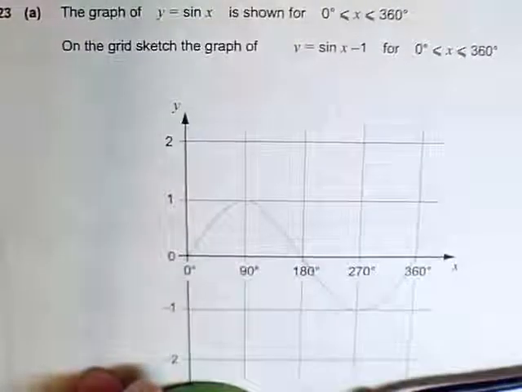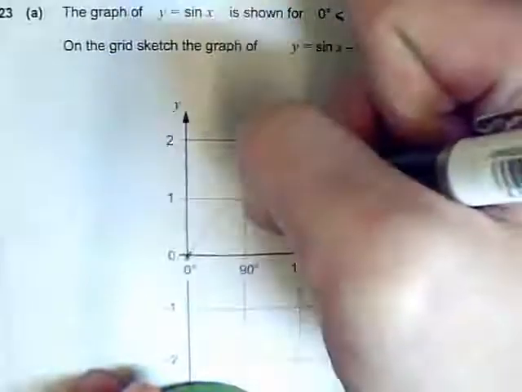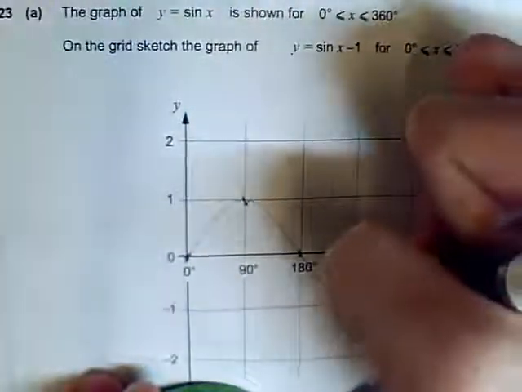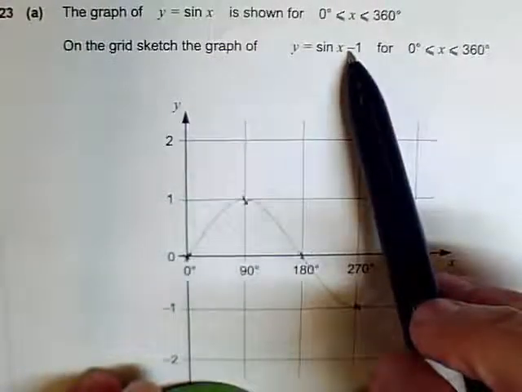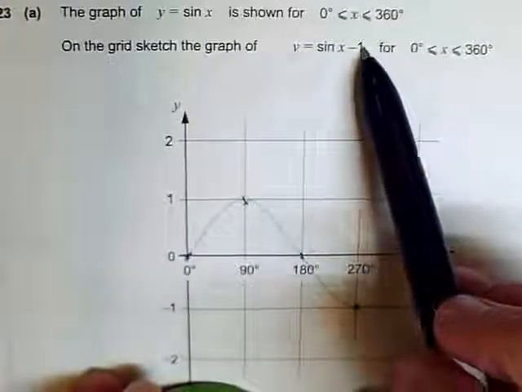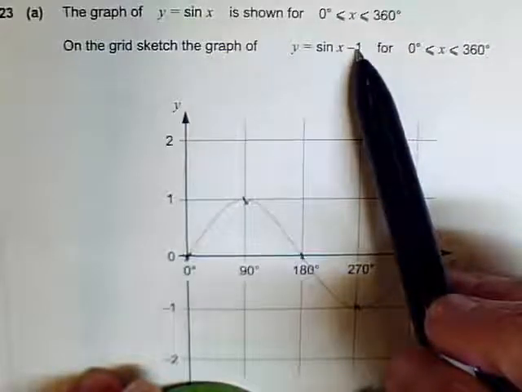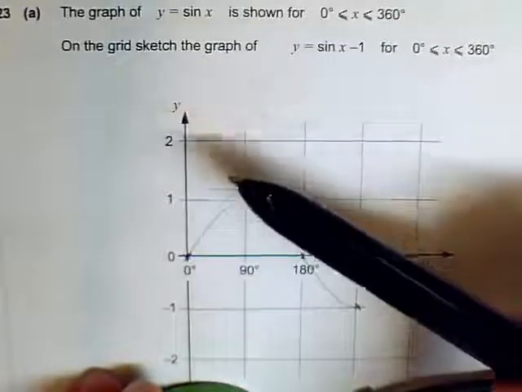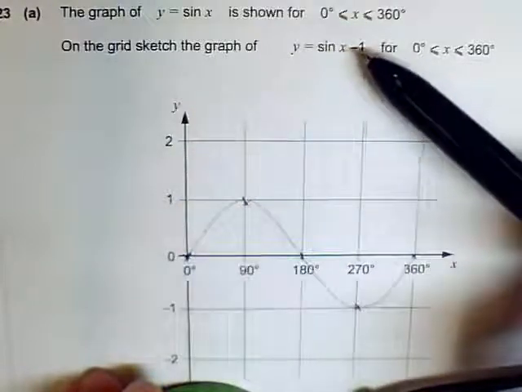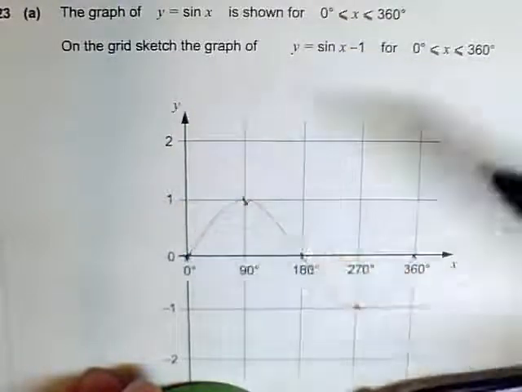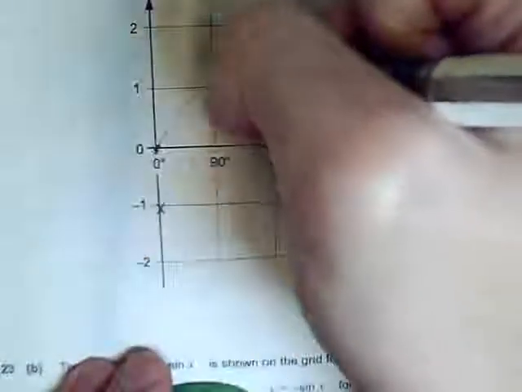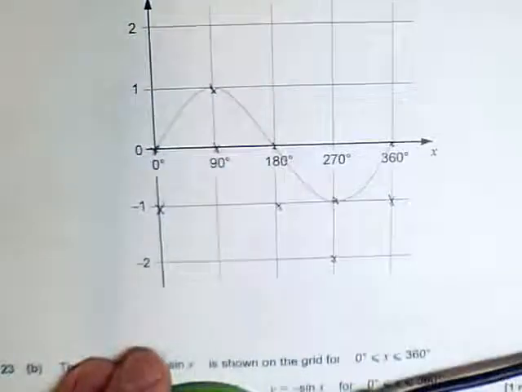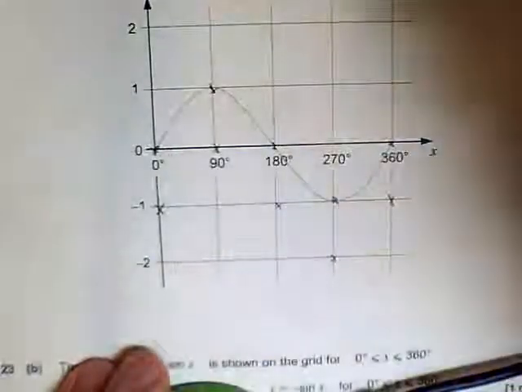Notice on the graph there are 5 points. So here, here, here. If it's y equals sine x minus 1, that is a translation and it's moved in the y direction down by minus 1. So all of these points are moved down one place. So that becomes here, that goes there, and so on.